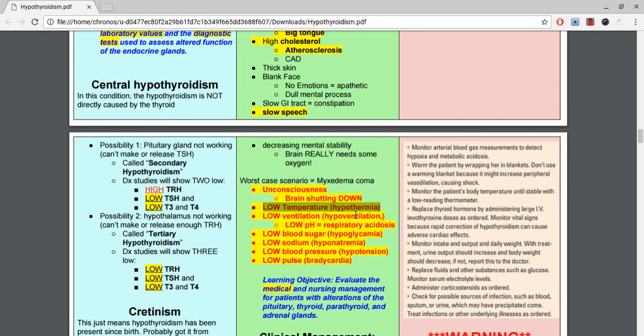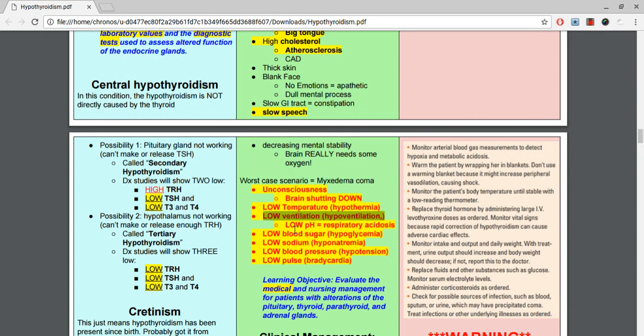They're going to go into hypothermia. They're going to go into low ventilation, okay? They're going to go into hypoventilation. Without the brain receiving enough oxygen, it's going to shut down. And when the brain shuts down, everything else shuts down, okay?